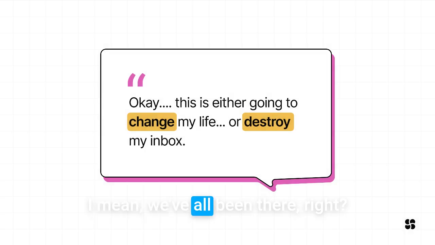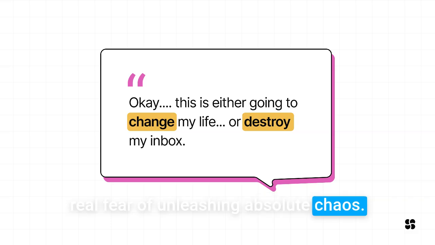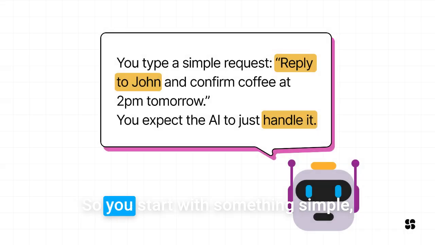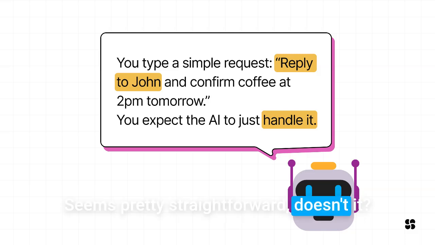I mean, we've all been there, right? Staring at some new AI tool, the little cursor just blinking back at you, and you're caught between total excitement and a very real fear of unleashing absolute chaos. This is that moment of truth, right before you hand over a real task. So you start with something simple, something like, hey, reply to John and confirm coffee for 2 p.m. tomorrow. Seems pretty straightforward, doesn't it? You just expect the AI to handle it.